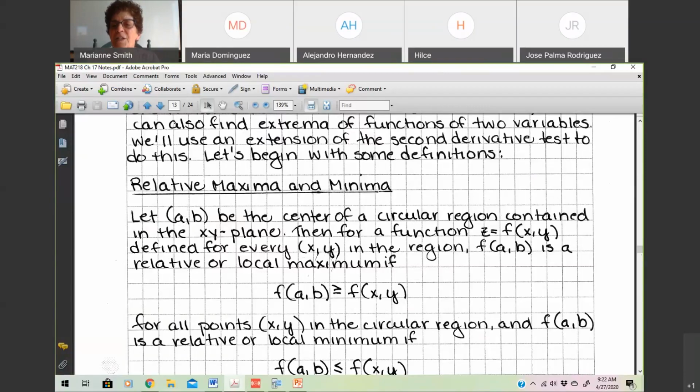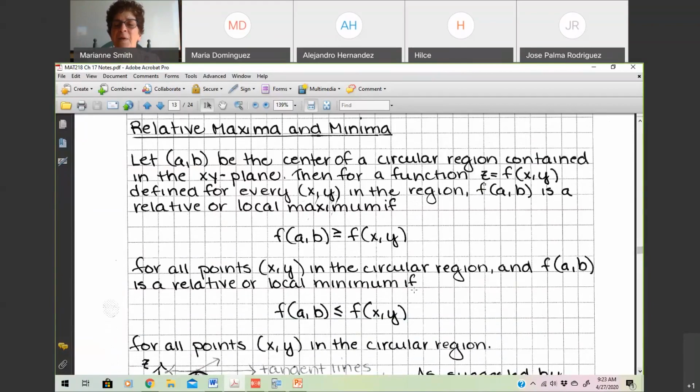Then if we have a function f(x, y), for every point in that region on the floor, f(a, b), which is a point Z up on the surface, is a relative or local maximum as long as that Z value is bigger than everything in the neighborhood. That's what this inequality says. If you're up here on the Z surface, which is f(x, y), the point (a, b) that maps to that Z surface gives you a point that's bigger than anything around it. That's like saying it's a mountaintop. Same thing for a minimum.